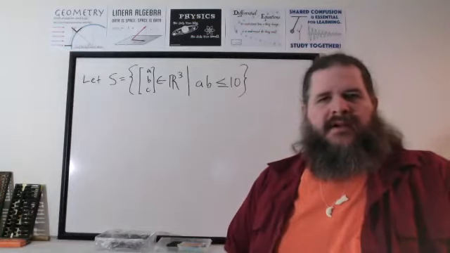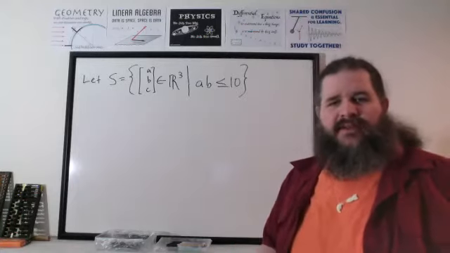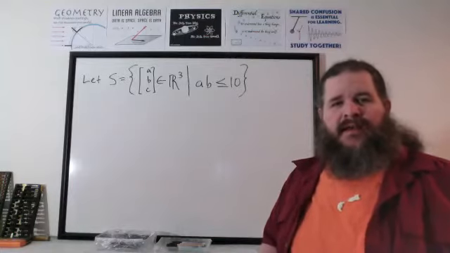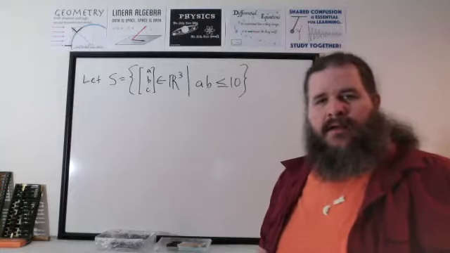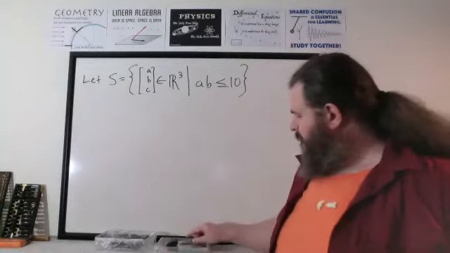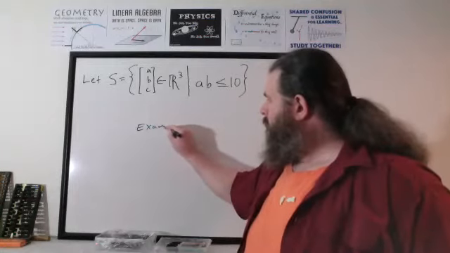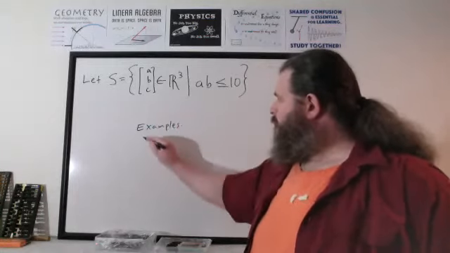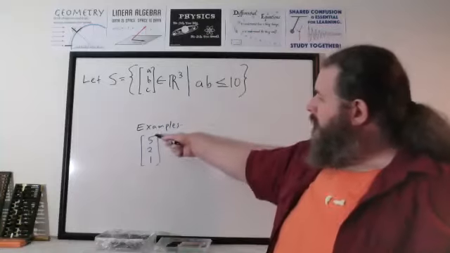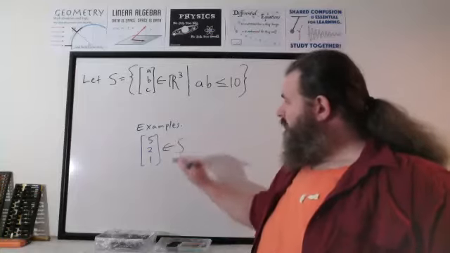And to get an intuition for what this vector set is, what vectors are in it, I find it's often a good idea to just start listing out some examples of vectors that are members of the set and vectors that aren't members of the set. So can you tell me an example of a vector that matches this restriction? An example can be 5, 2, 1. Yeah. If we examine this vector, 5 times 2 is less than or equal to 10. So this vector is a member of set S.